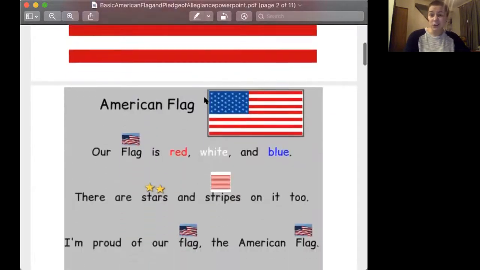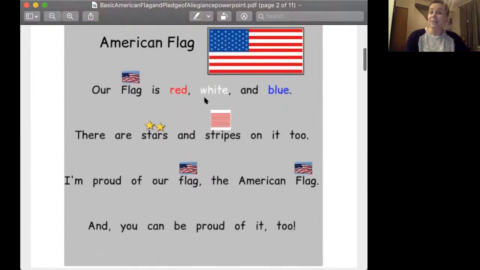So I was going to first start with a little poem. The American flag. Our flag is red, white, and blue. There are stars and stripes on it too. Blue and two rhyme, right? That rhymes. I'm proud of our flag, the American flag, and you can be proud of it too. So that's a sweet poem, but it also gives you some fun facts about the American flag.